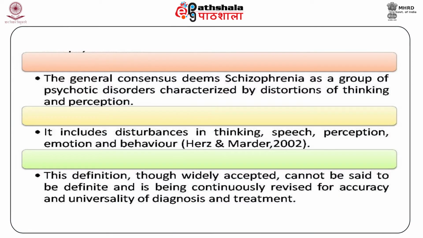The general consensus defines schizophrenia as a group of psychotic disorders characterized by distortion of thinking and perception. It includes disturbances in thinking, speech, perception, emotion, and behavior. This definition, though widely accepted, cannot be said to be definite, and it's being continuously revised for accuracy and universality of the diagnosis and treatment. One such revision of psychotic disorders led to the conceptualization and operationalization of schizophrenia spectrum disorders.